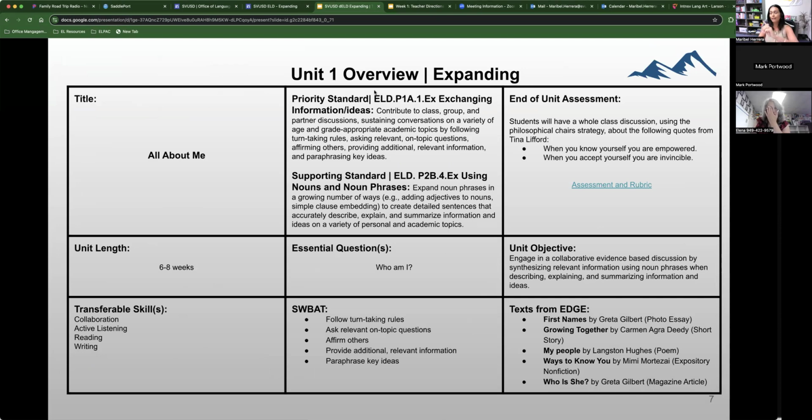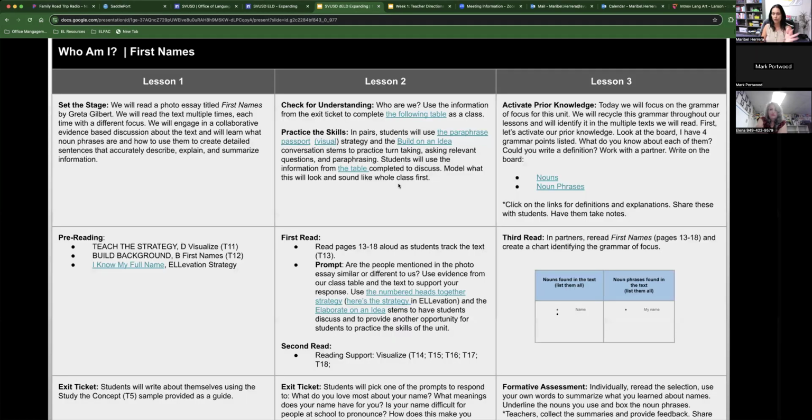What is different from last year is that we added a supporting standard. Every unit now has a priority standard and a supporting standard. These will be recycled throughout the entire unit in the activities students are doing, in the readings, and in the formative assessments. The end of unit assessment assesses both the priority and the supporting standard. That's a little different from last year. But other than that, you know the format.